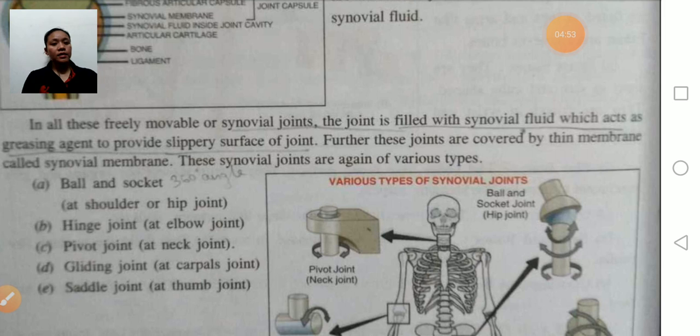Therefore, the fluid acts as a greasing agent and provides a slippery surface to the joint, just like when we put oil on something. In between the joint there is synovial fluid, which provides smooth movement to the surfaces of the joint.